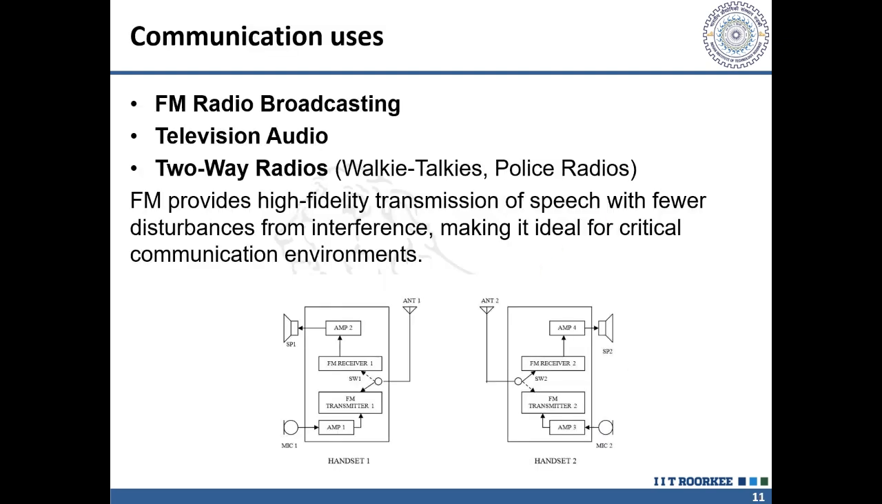We can discuss uses like FM radio broadcasting, television audio, and two-way radios, as FM provides a high fidelity transmission of speech, which was not possible in AM, and also provides very few disturbances and interferences, which makes it ideal for communicating in critical environments. For example, you have to convey some information which is secret or which cannot be lost during the transmission. It is used in those kinds of scenarios.